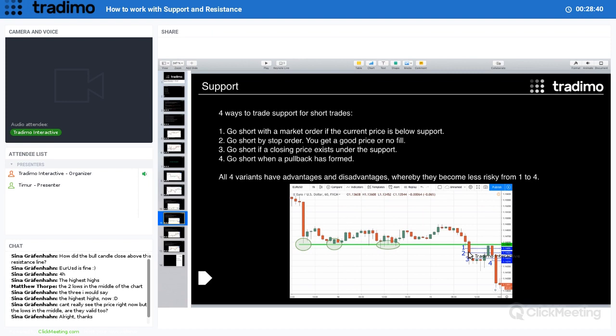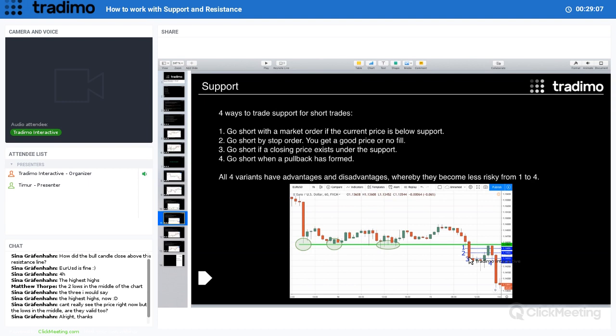Then the third option, and this is more conservative, of course, is to wait for a closing price below the support level. And this here is highlighted with the three. So we have to break through the support level, and this candle closed at this level. And this is a kind of confirmation that the market will be below the support level.